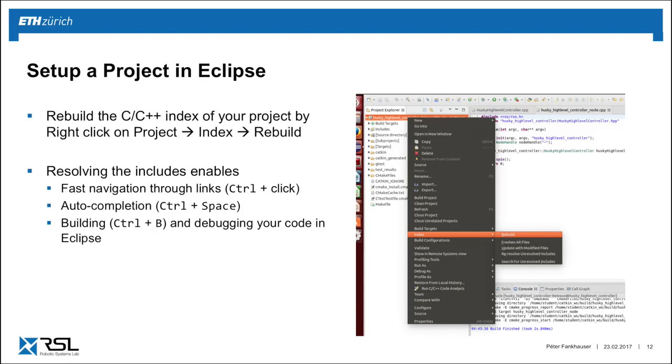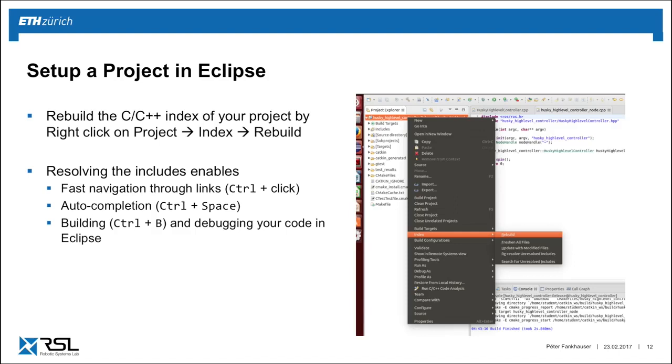Once your project is imported into Eclipse, you will have to tell it to scan your code so that you can use autocomplete, so that it understands the structure of your code. You can achieve that by right-clicking on the project and then choosing index rebuild. And then you see it starts scanning your code. Once it's finished, it's nice because then, for example, if you click on a method name, it takes you to the header file, to the declaration or implementation. Same with variables. You can essentially browse through your code very easily and understand the structure.